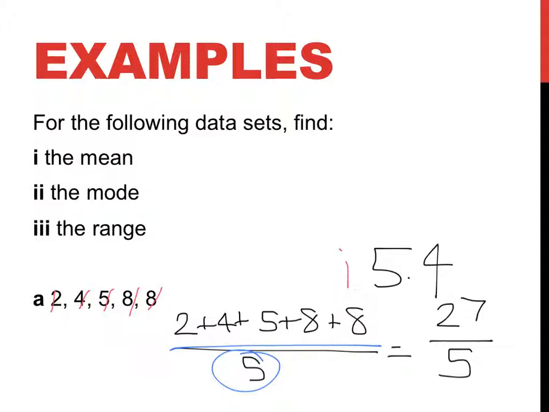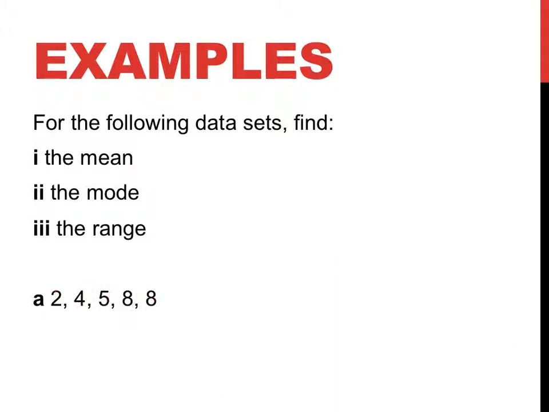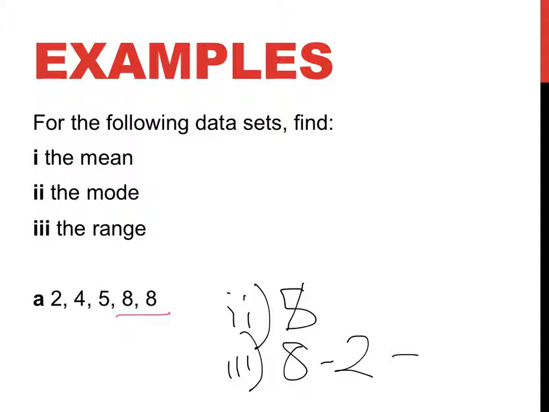The mode, which is the most common? Well, that's pretty easy. It's 8, because there are two 8s. And the range. The range is the highest minus the lowest. The highest score is 8, the lowest score is 2, which means my range is 6. Maximum value, subtract lowest value.